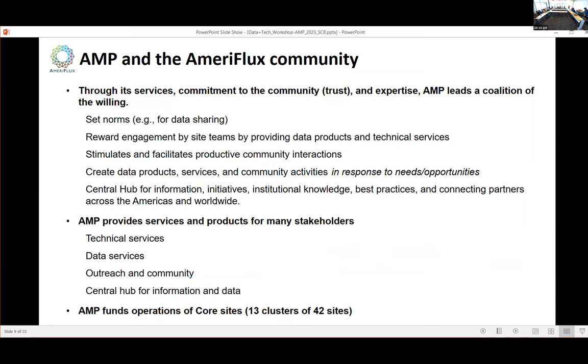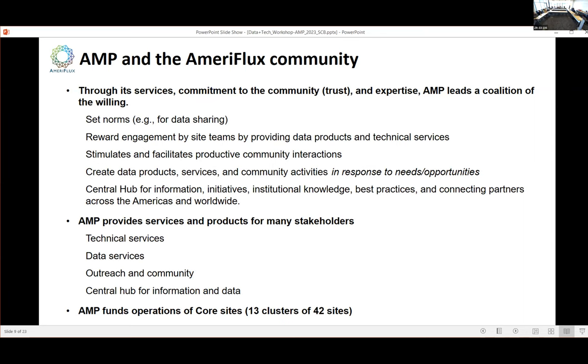So the way AMP and the AmeriFlux community interact is through its service, commitment to the community, and expertise. That's why I said, please engage with us. We're really here to help. What we do is we set a norm for data sharing, for format, for units. We reward engagement by site teams. I don't know if we posted it actually or not, but we have a level of service based on the data policy you have. So that's going to come up.